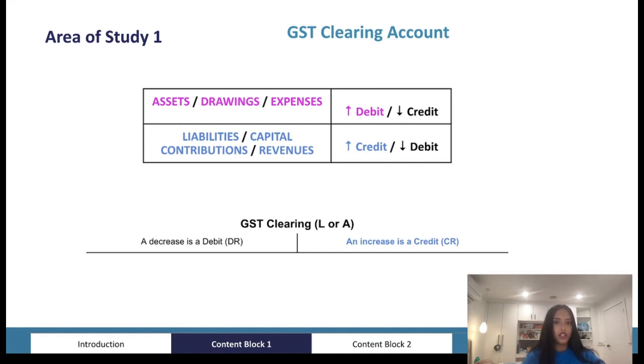So because of this, we assume that GST is going to be a liability, therefore it follows the rules of a liability, meaning an increase in GST clearing is a credit and a decrease in GST clearing is a debit. So we assume that it's a liability unless it's proven that it's an asset.